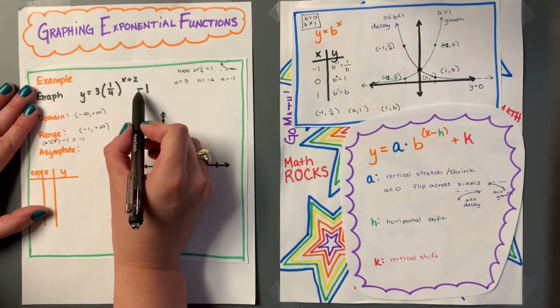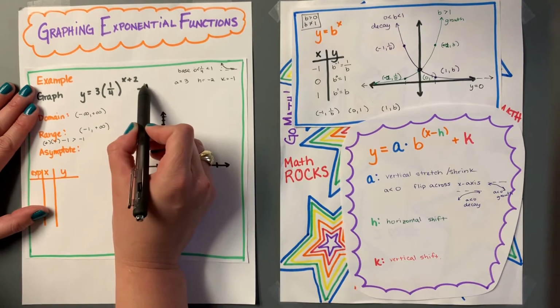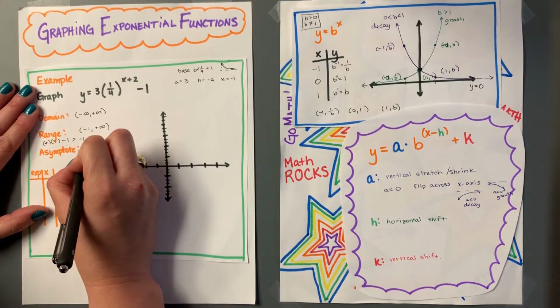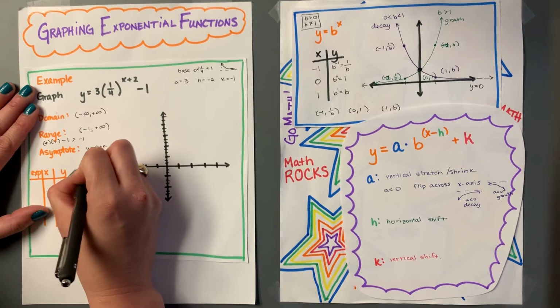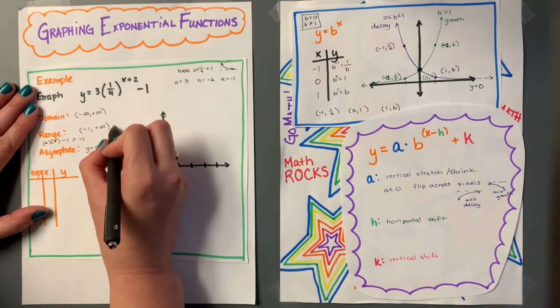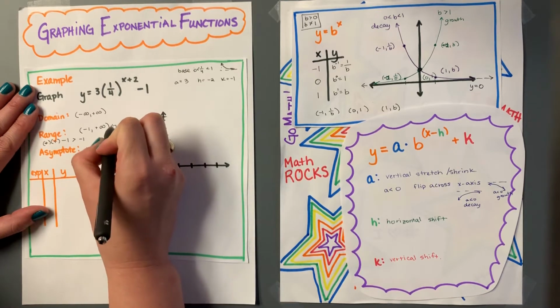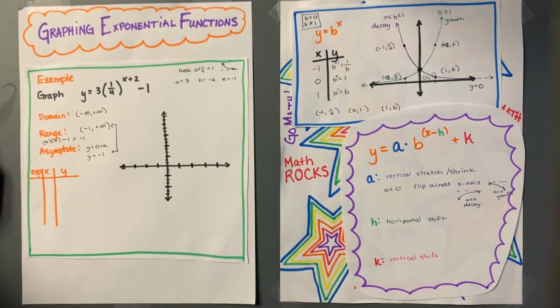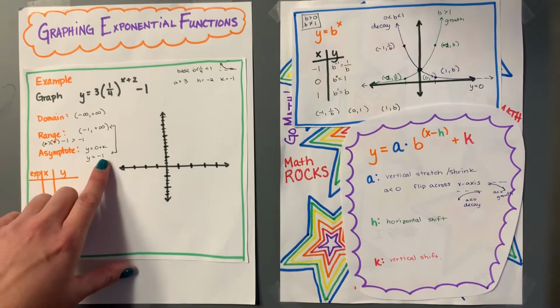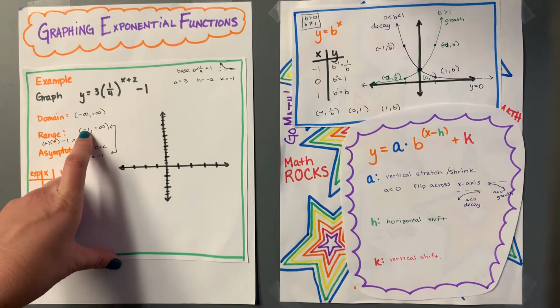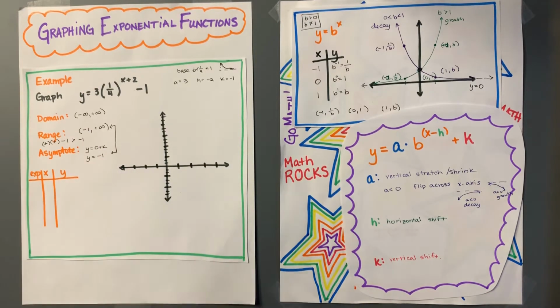My asymptote, because this is my vertical shift, is going to be y is equal to 0 plus k, y is equal to -1. And I want you to note that these two will always be in agreement. My range and my asymptote will always have the same value. So this will always have k and this will always have k.